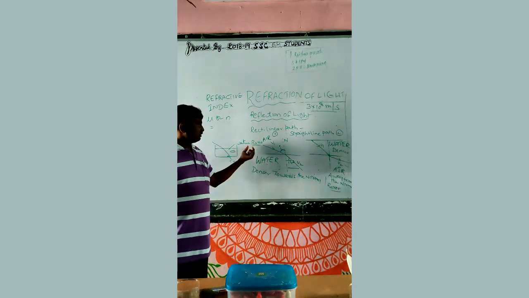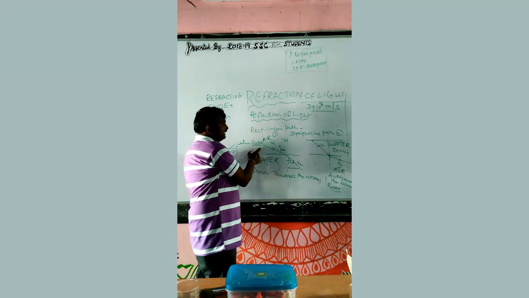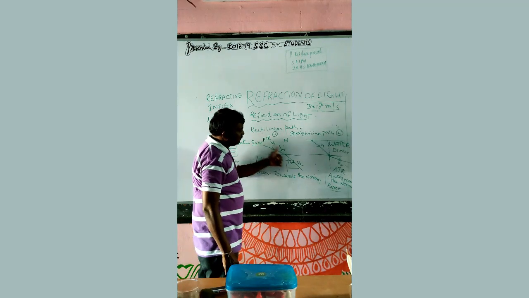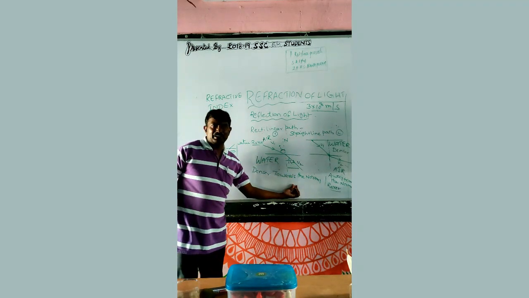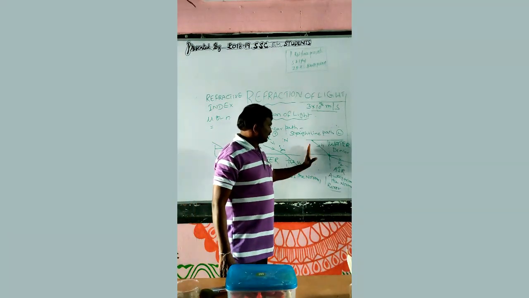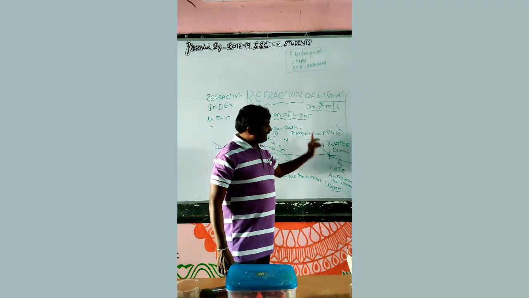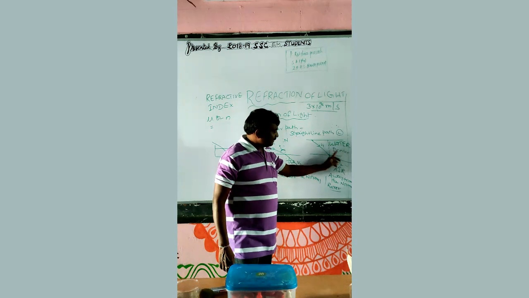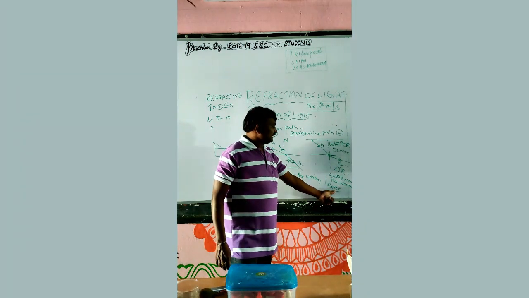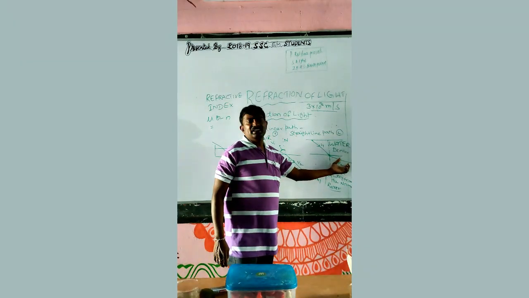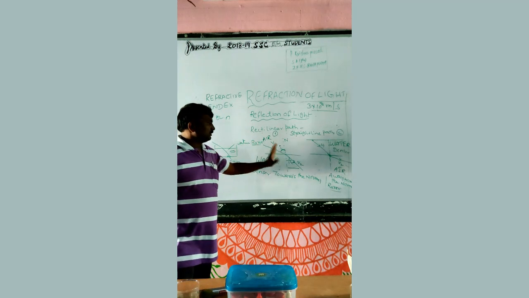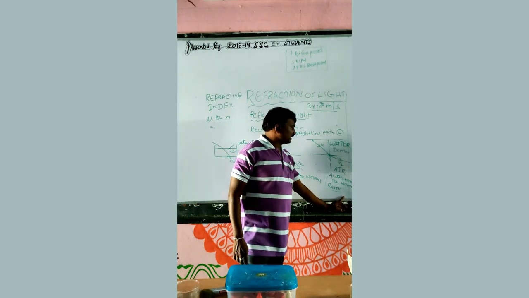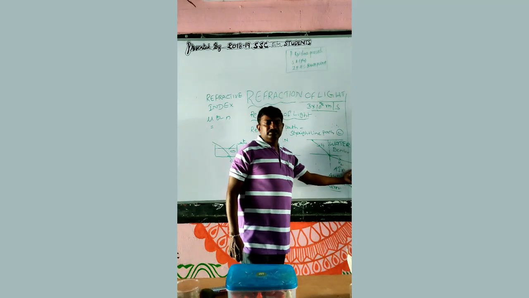Now come to our textbook language. Whenever the light travels from rarer medium to denser medium, it bends towards the normal. Now observe the second. Whenever the light travels from denser medium to rarer medium, it moves away from the normal. Okay, I think it is clear. Rarer to denser, it bends towards the normal. Denser to rarer, it moves away from the normal.